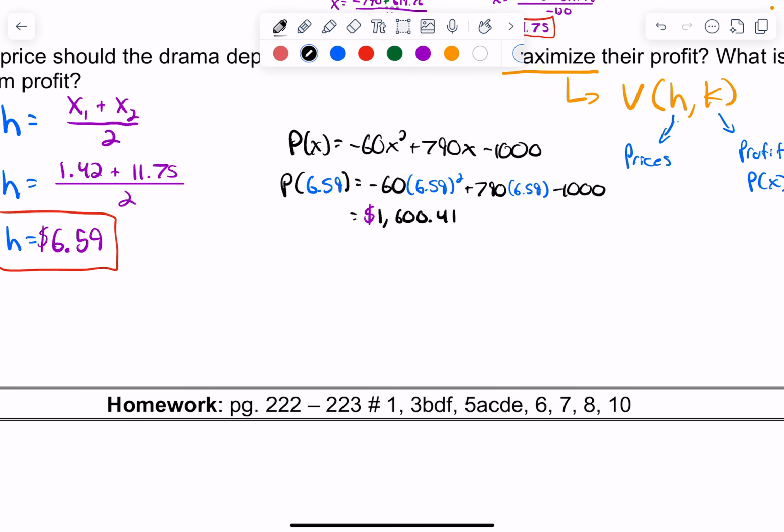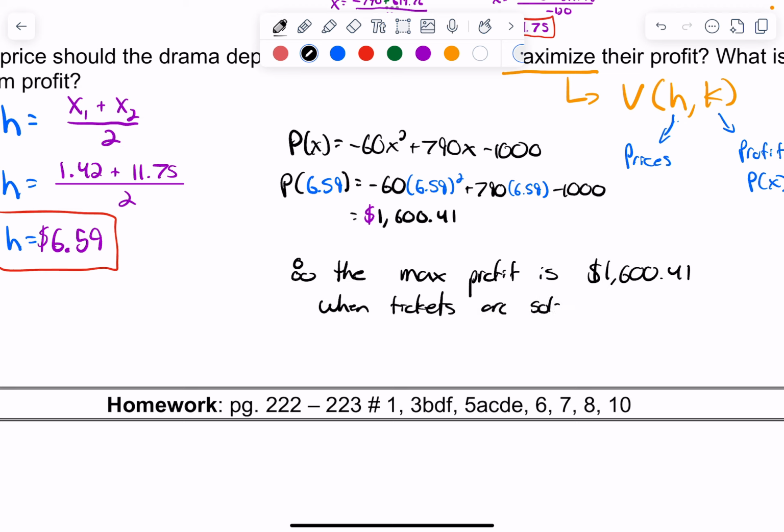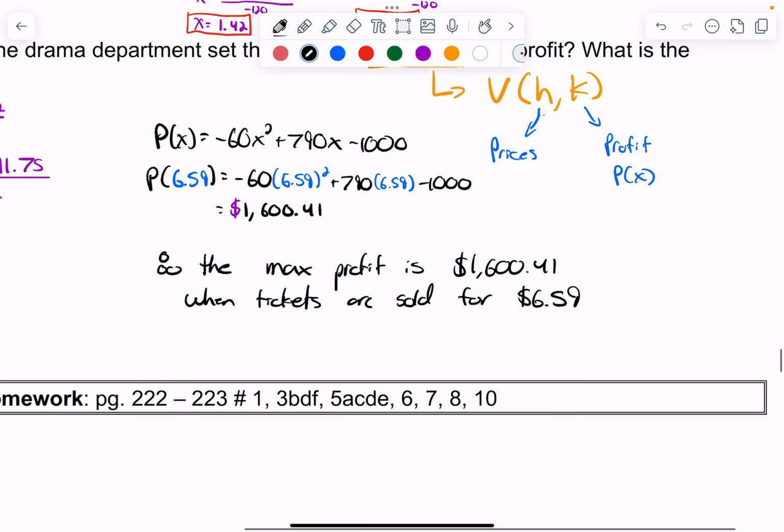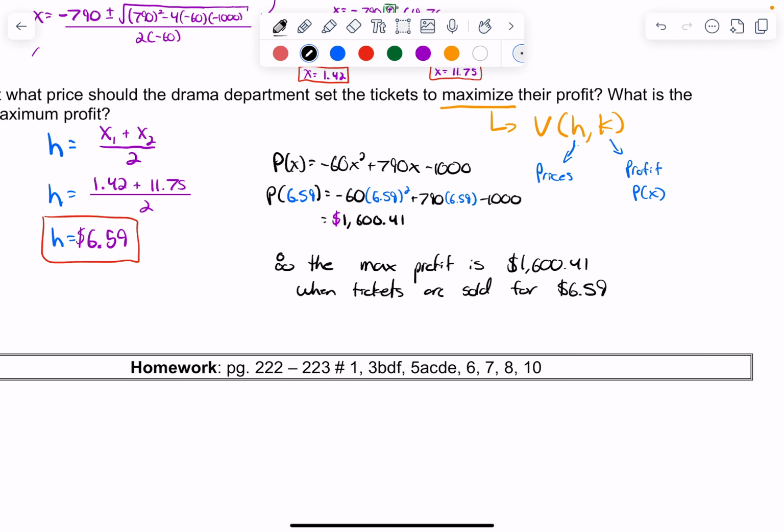So answering this problem, therefore, the max profit is $1,641 when tickets are sold for $6.59. And there we go. That concludes today's lesson.